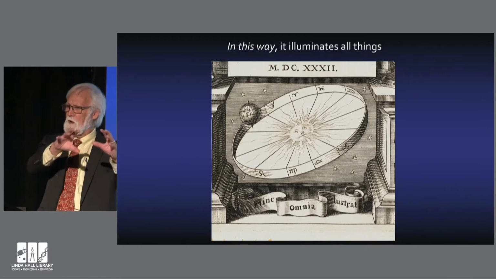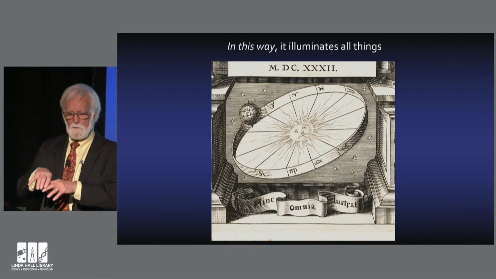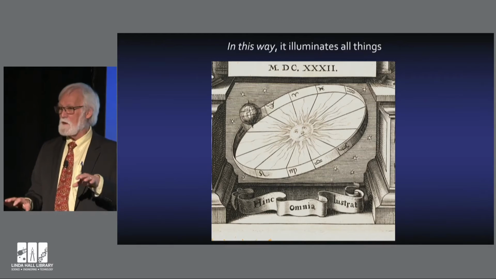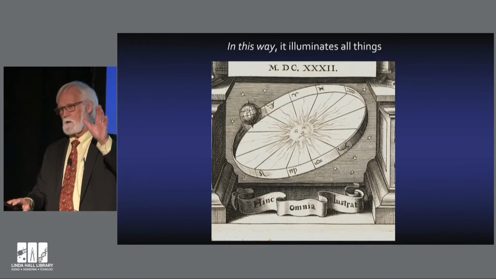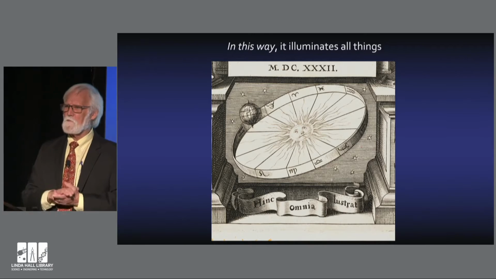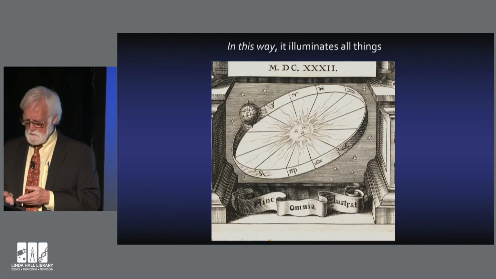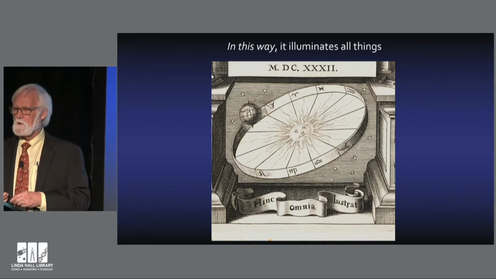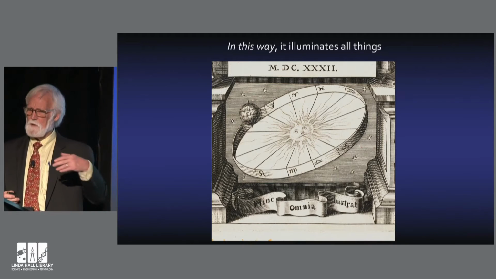So he took the sun out of the zodiac and put it in the middle, and he put the earth in the zodiac, and then his motto says, in this way it illuminates all things. So he's a Copernican. So he's an advocate for the sun-centered system and putting the earth in motion, and he uses an old emblem to make this point emblematically. So it's a wonderful emblematic image.